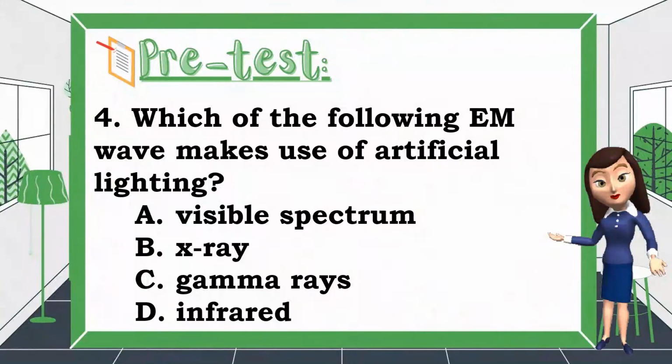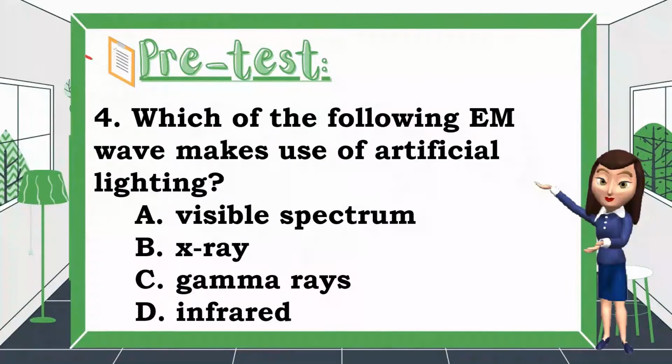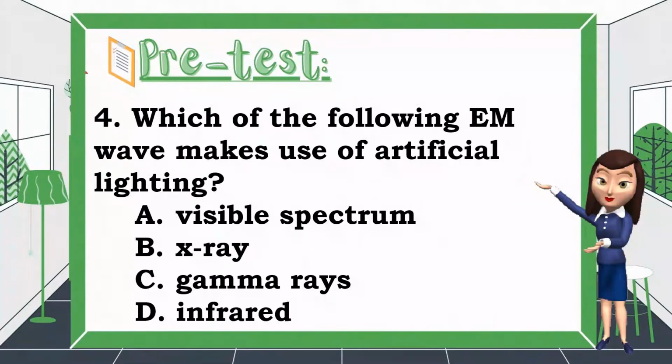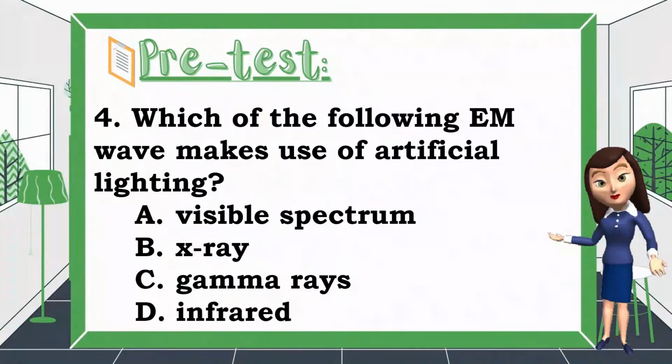Number 4. Which of the following EM waves makes use of artificial lighting? A. Visible spectrum. B. X-ray. C. Gamma rays. D. Infrared.